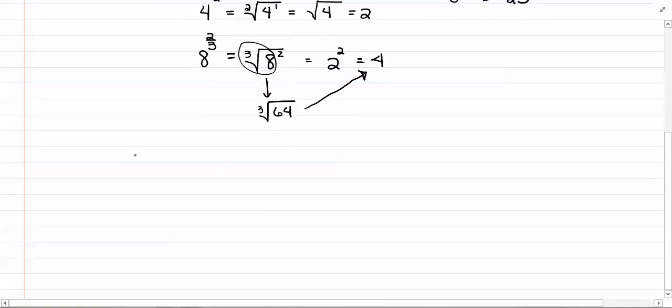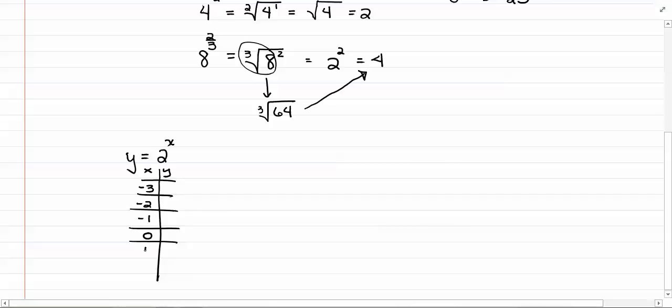With exponential functions, they all have the same basic shape. So if I graph this, I can take a look at the picture of it. So plug in a few negative numbers, a few positive numbers, and then take a look at the shape. So let's start with 2 to the 3rd is 8. So 2 to the negative 3 would be 1 over 8.